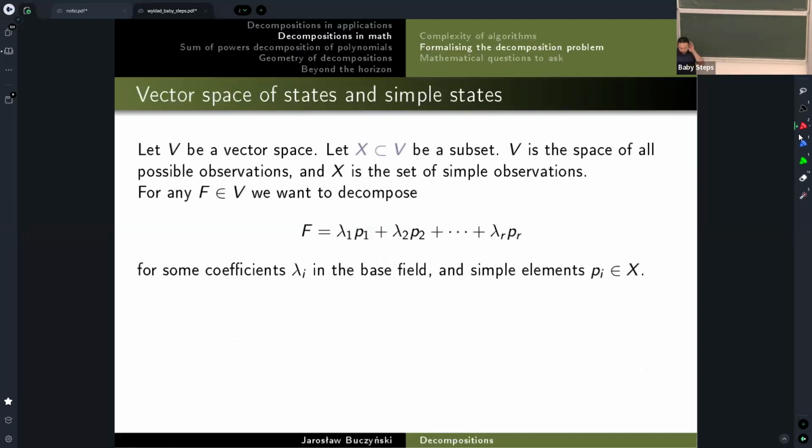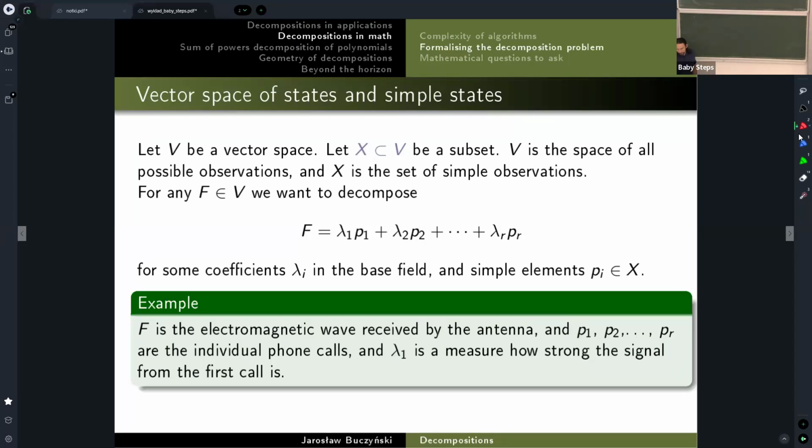Okay, so formalizing a little bit, this is just the same thing as the first slide. We have a vector space and a subset of this vector space. And the problem that we consider is this decomposition problem. We have some complicated object F, and we want to write it as a linear combination of simple elements from X. So in the example of the antenna, there are the P_i's. F will be the signal received by the antenna, and then P1, P2, P3, and so on will be the individual phone calls, and maybe the lambda_i's will measure how strong each signal is.